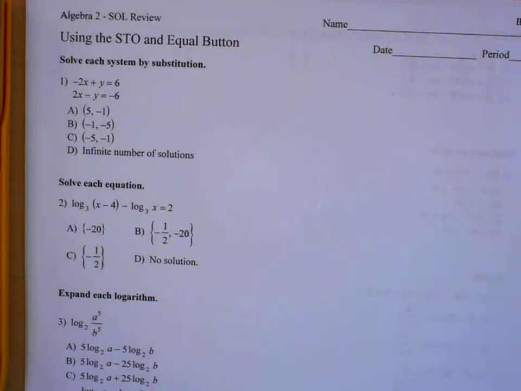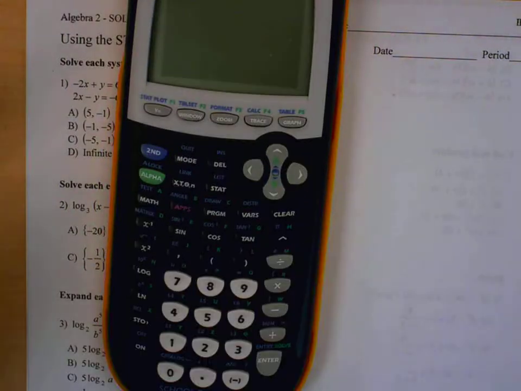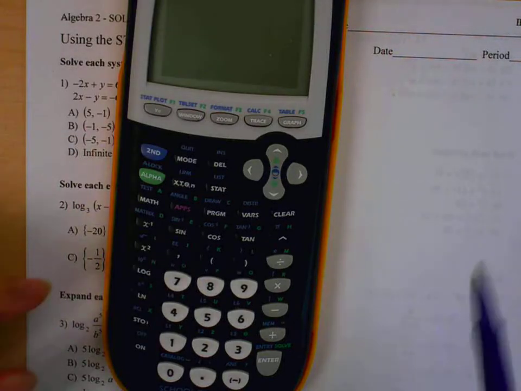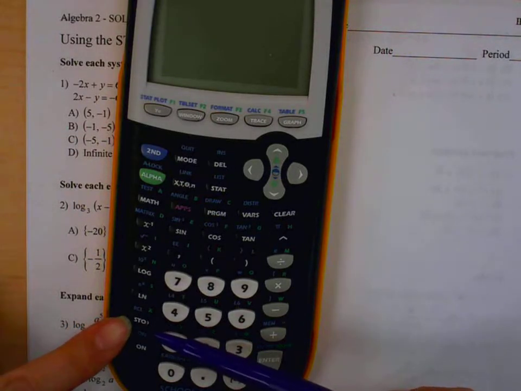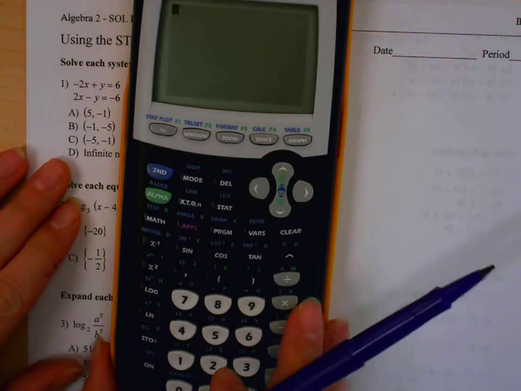Okay, this is a video on some calculator strategies that you can use for multiple choice. So this is going to be on the STO and the equal button. So first of all, let's find them on our calculator. The STO button is located above the on button, and to store a value, you put the value first.